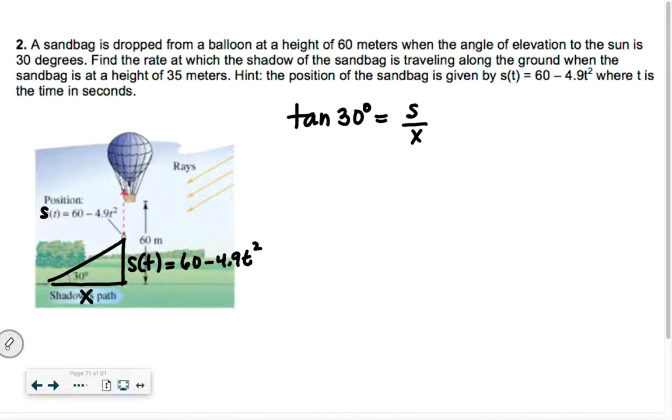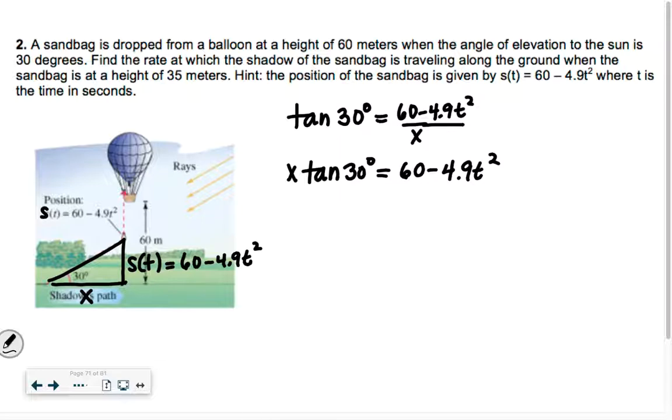I don't want to write it as s, though. I'm going to go ahead and plug in 60 minus 4.9 t squared. You can plug it in already. Yeah, you could do the s, too, if you want. It doesn't matter. I'm going to multiply the x over, so I get x times tangent of 30 equals 60 minus 4.9 t squared. This just makes it easier for me to take a derivative.